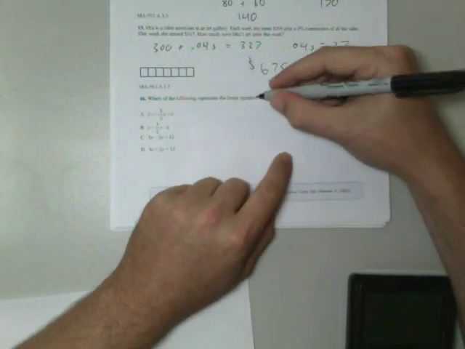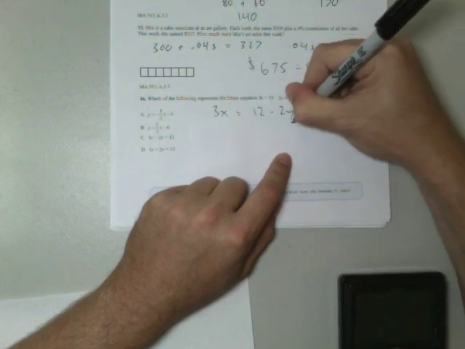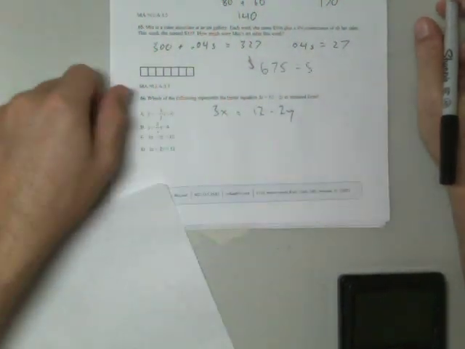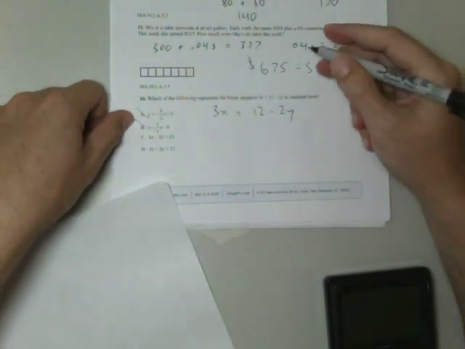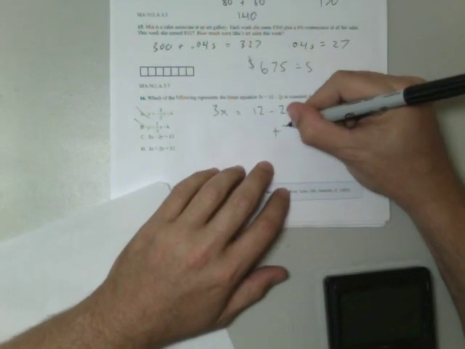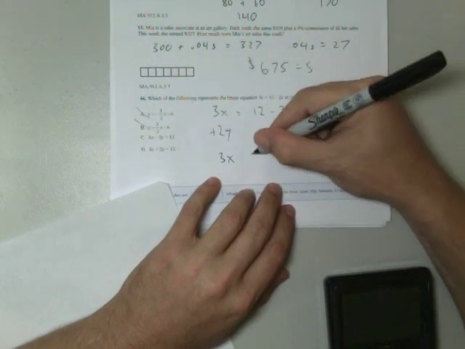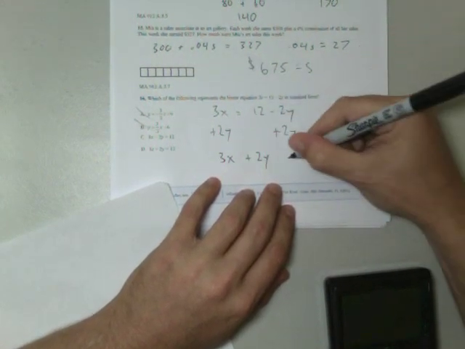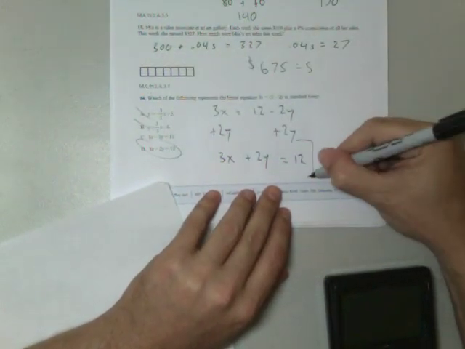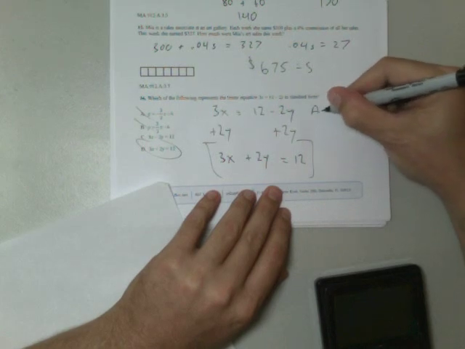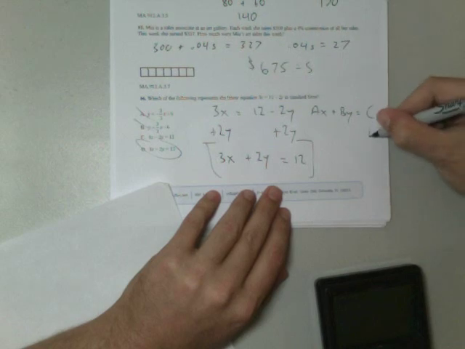If I want to put 3x equals 12 minus 2y in standard form, I can eliminate choice A and B because they are in y equals mx plus b form. All I have to do is add 2y to both sides, and I will have 3x plus 2y is equal to 12. Answer choice D. It has the form ax plus by equals c, where c is a constant.